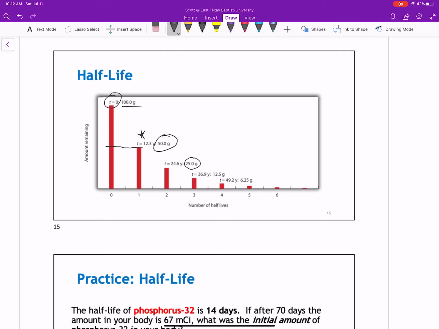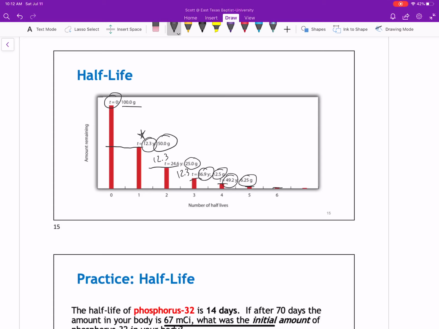Okay, so now you're down to 25 grams, then you go down to 12.5. You add another 12.3 years to it, add another 12.3 to get to 49.2 years. You're down to 1/2 of 12.5 being 6.25. And notice that in each half-life, it is decreasing by 1/2 of the mass remaining. And notice that for every given half-life, the time it takes is constant. At every single half-life, it takes 12.3 years. 12.3 more years, 12.3 more years, so on and so forth.